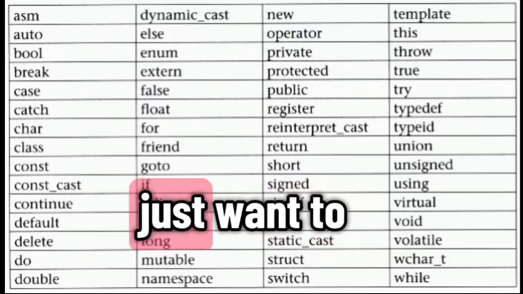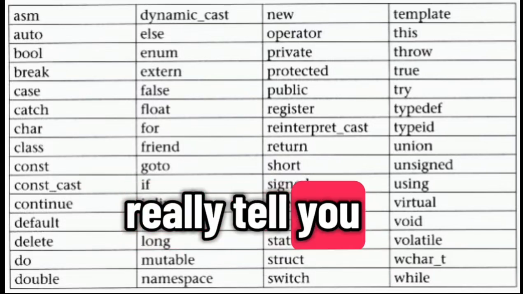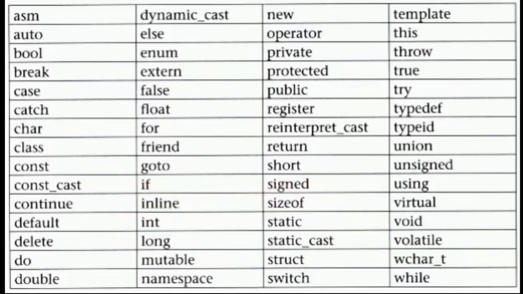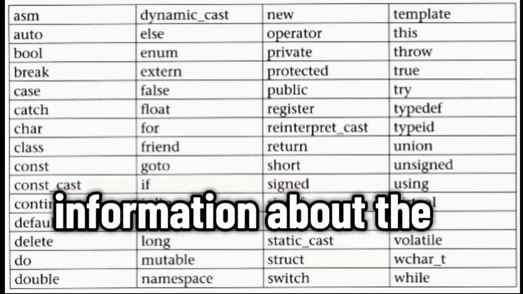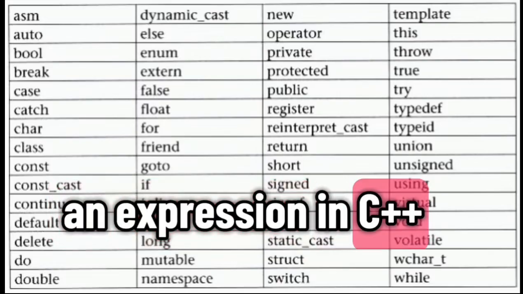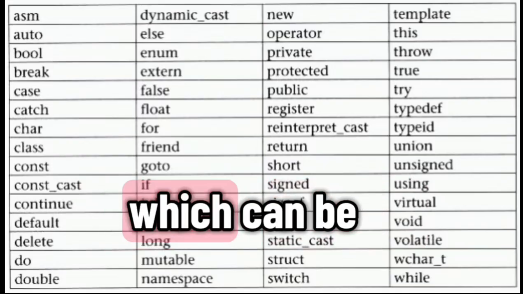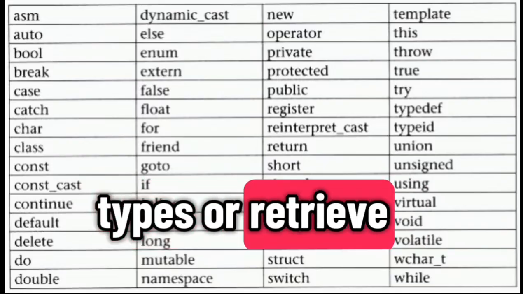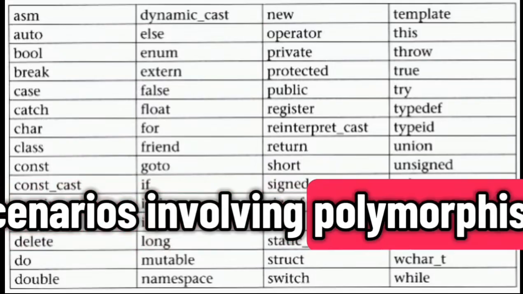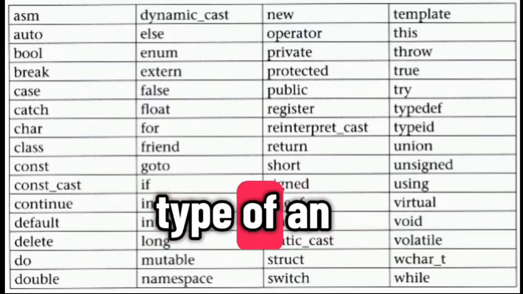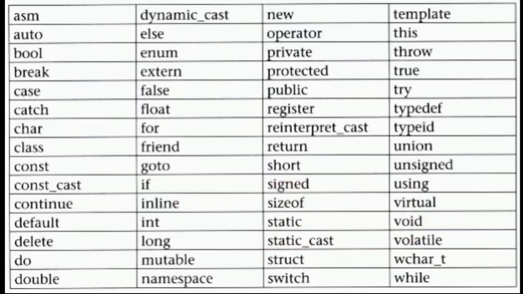Not for the moment. I just want to talk about the typeid. What does it really tell you when you use the typeid? Typeid is used to get information about the data type of an expression in C++. It returns a reference to a type_info object, which can be used to compare types or retrieve the type's name. It's particularly useful in scenarios involving polymorphism, where the exact type of an object might not be known at compile time. Keep the questions coming.